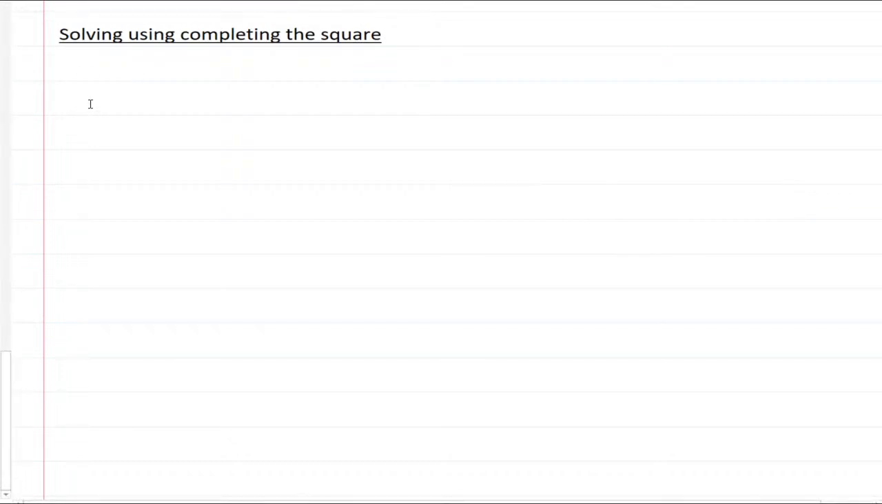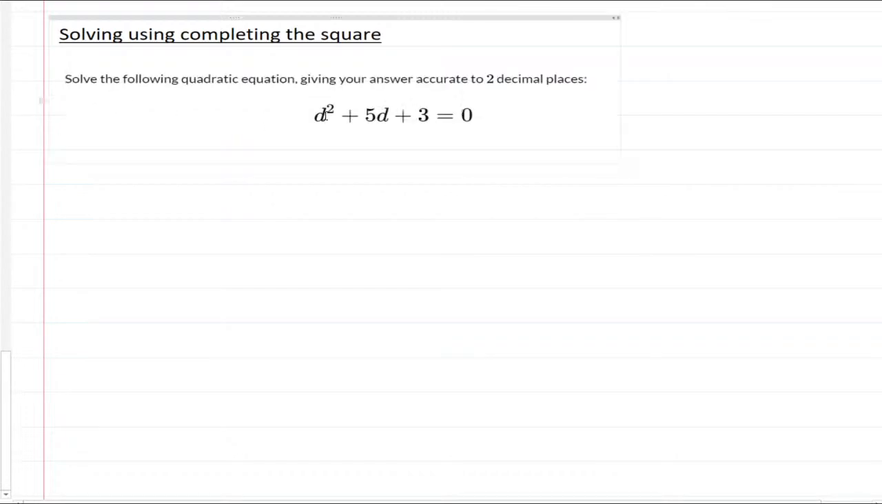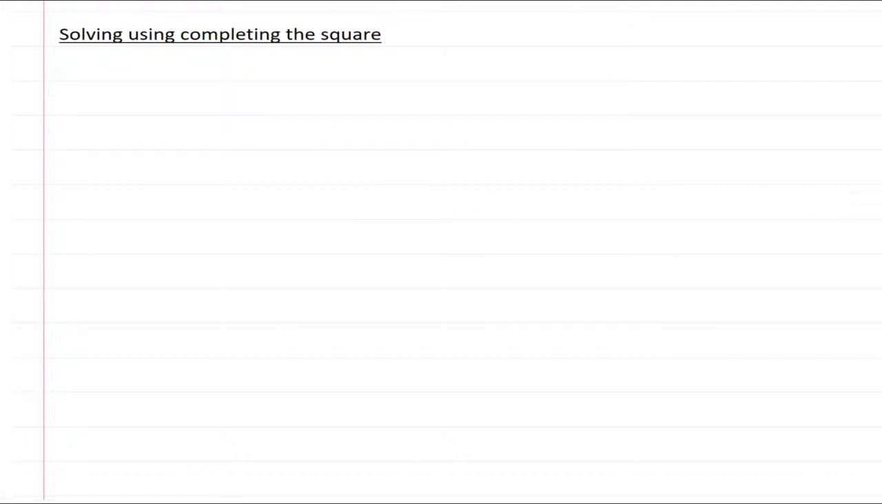So let's have a go at this one here first. Solve the following quadratic, giving your answer accurate to 2 decimal places. Now, actually, if it says 2 decimal places, how would I be solving this? Using the quadratic formula, yeah. So I'm not going to do that one. I'm going to do a different one.